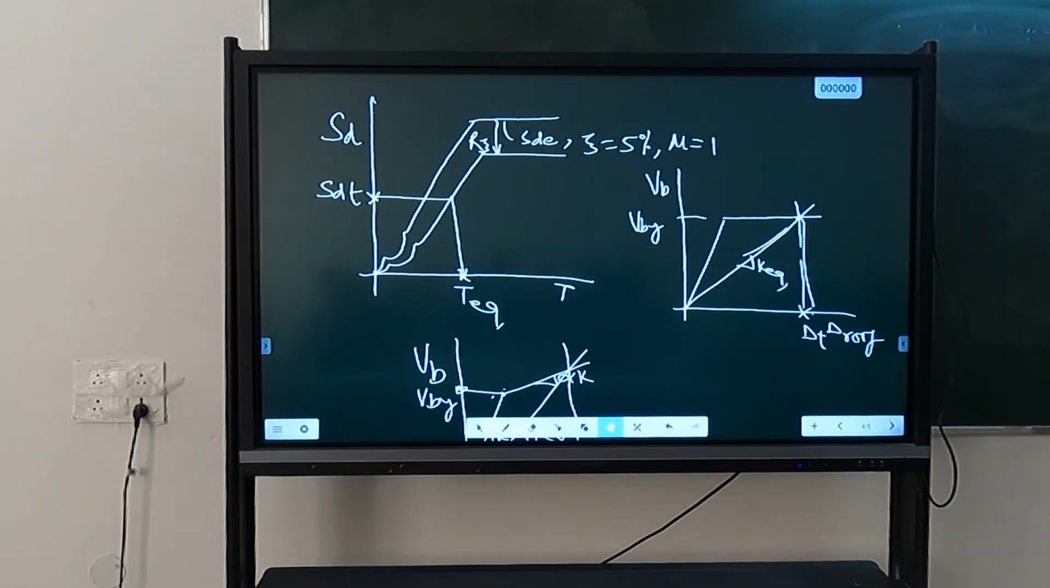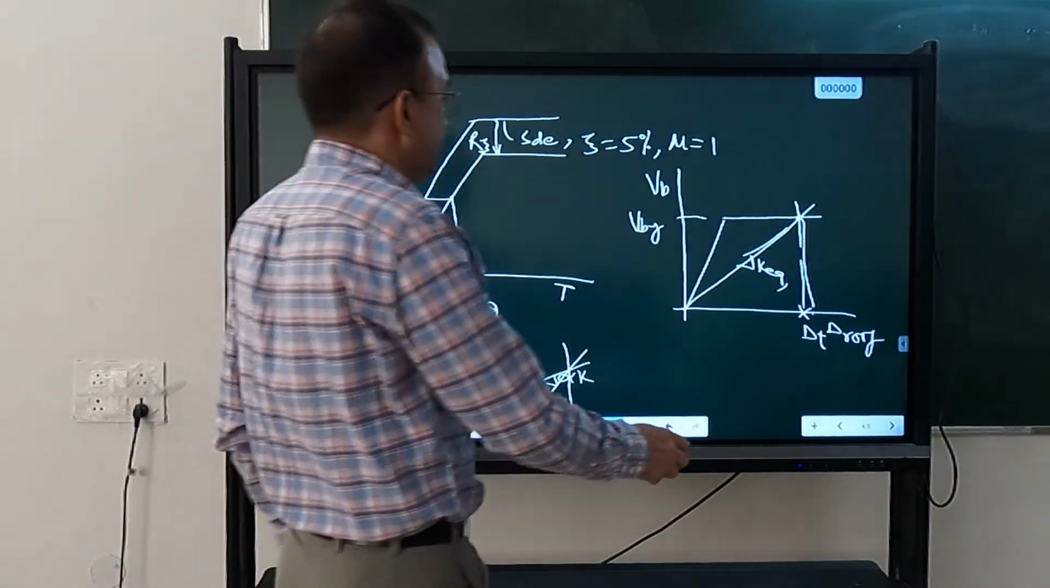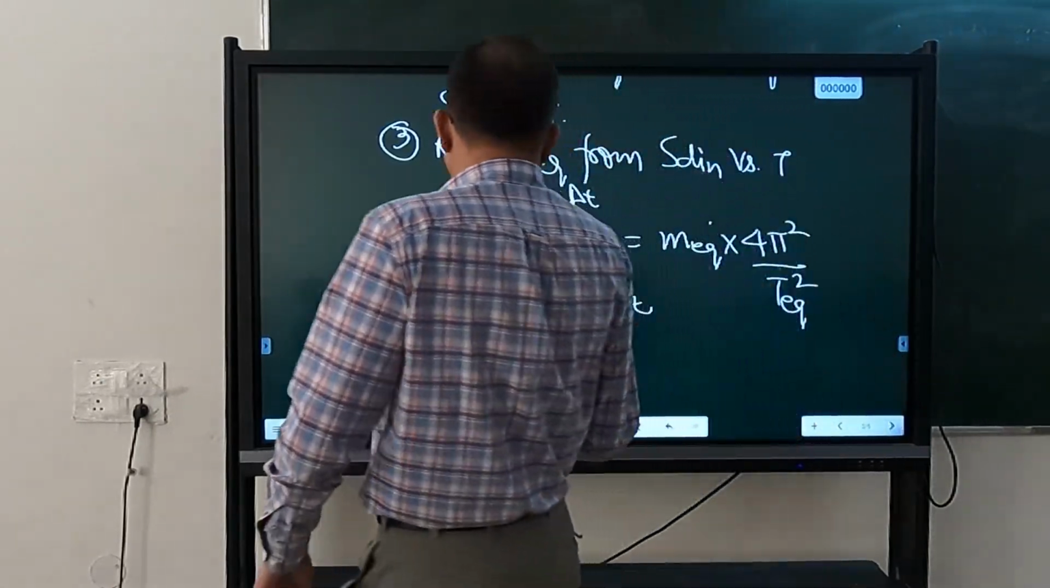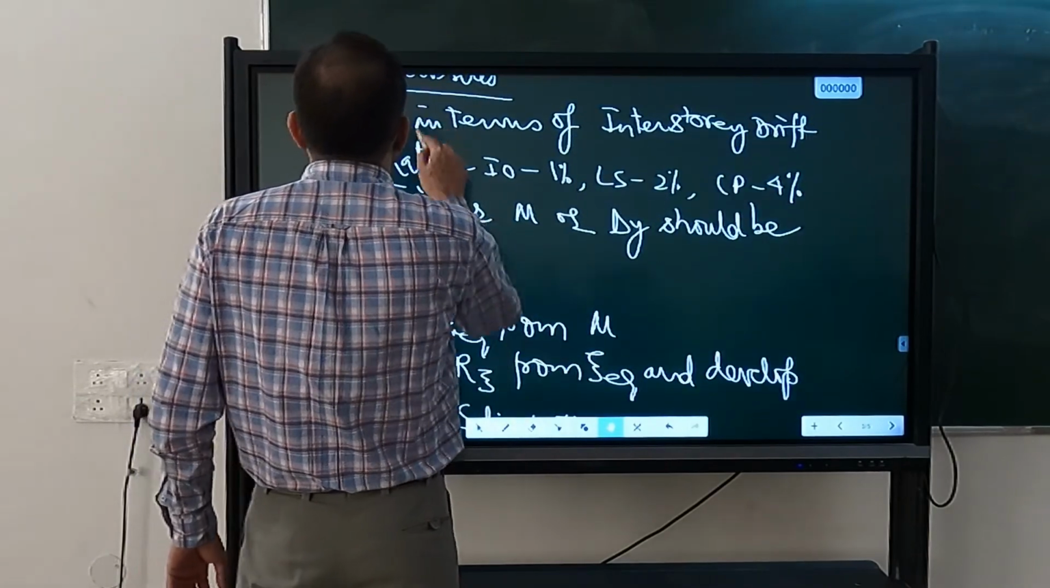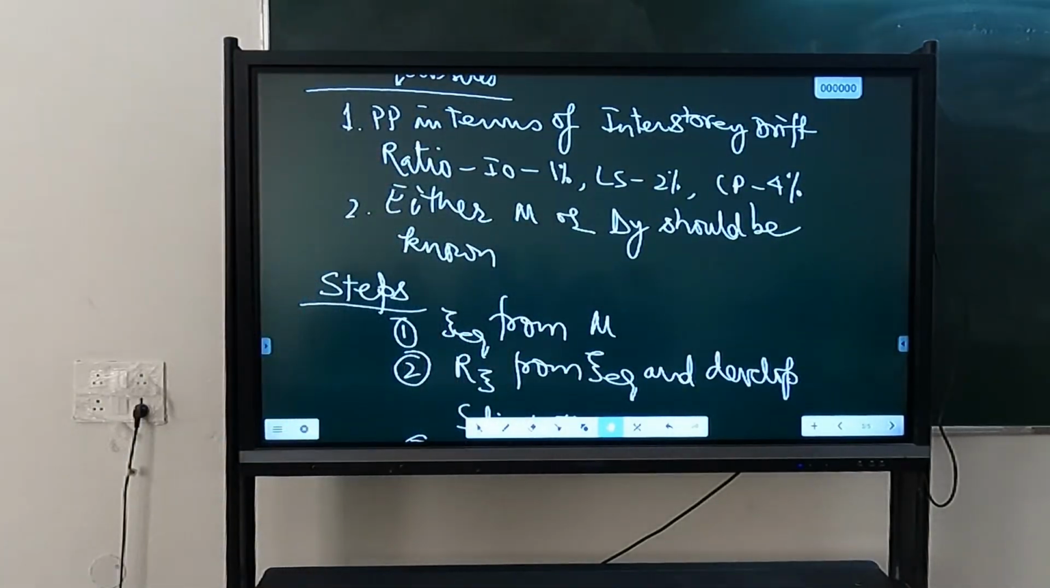Only thing is that now we are using it to do the preliminary design of the building. That method can be used to obtain the performance point of a structure which is given to you. Here, when we are designing the structure, it is not given to us. We are trying to design the structure. What is given to us? These prerequisites. These are given to us.